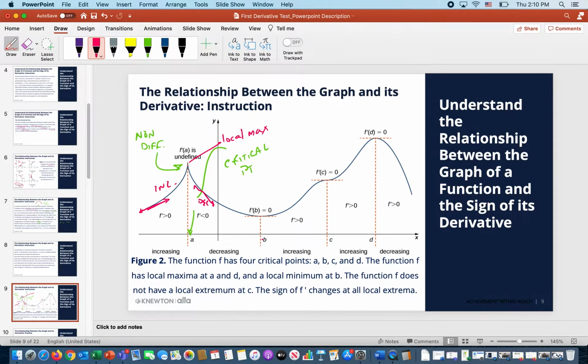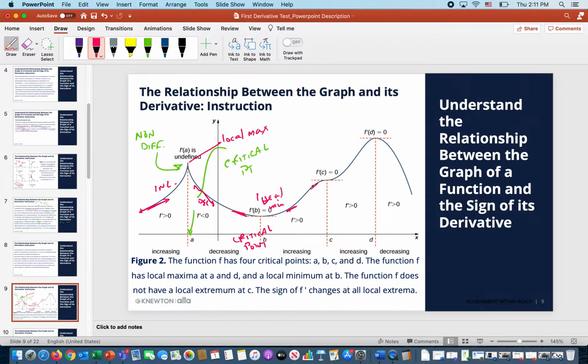And you'll notice right here at B, this is another critical point. It's a critical point because again, the value of the derivative right there is 0. But what I want you to notice is that the tangent lines go from decreasing, a negatively sloped line, to positively sloped. So we would say that this is a local min.